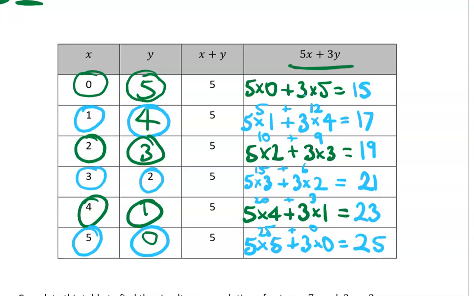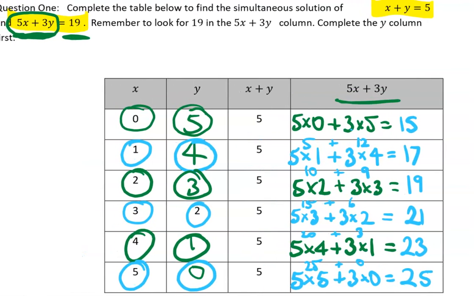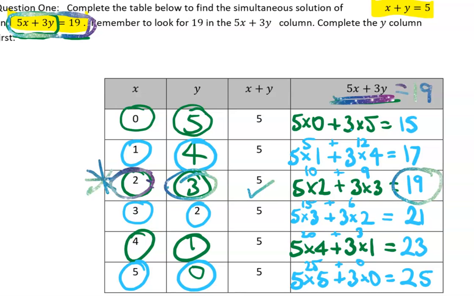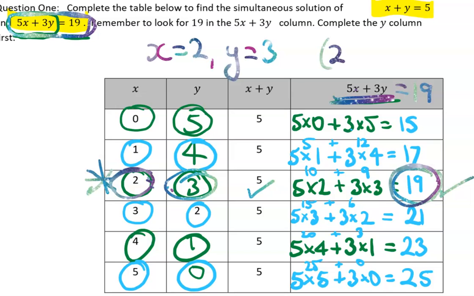Okay, which one of these was the number we were looking for? Do you remember? Well, our original equation is this over here, 5x plus 3y equals 19. So our 5x plus 3y had to equal 19. So here is our 19, which means these are the correct values for x and y. Okay, so when x is 2 and y is 3, they both add together to make 5, tick. And when x is 2 and y is 3, 5 times the x plus 3 times the y gives me 19, tick. It satisfies both equations. All right, so our answer for question 1 is x equals 2 and y equals 3. Now, as a coordinate, we could also write that as (2, 3) with brackets around them. Lovely, there's our first question done.